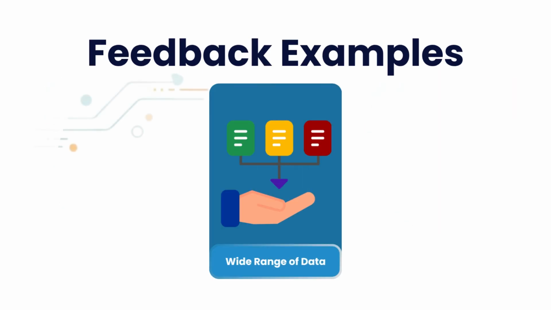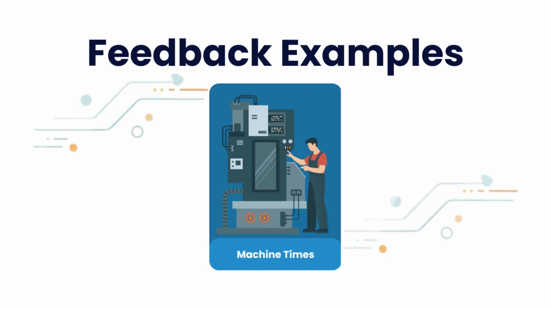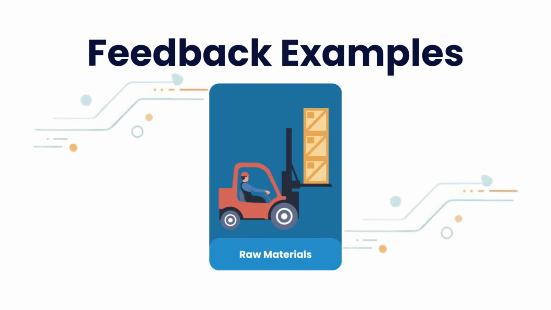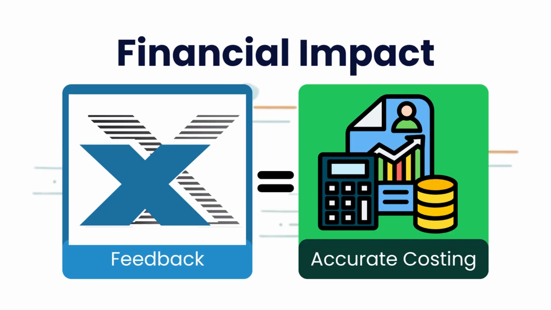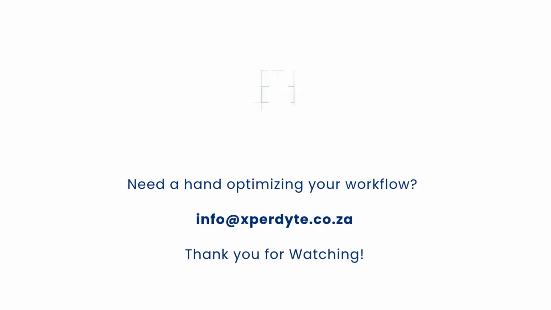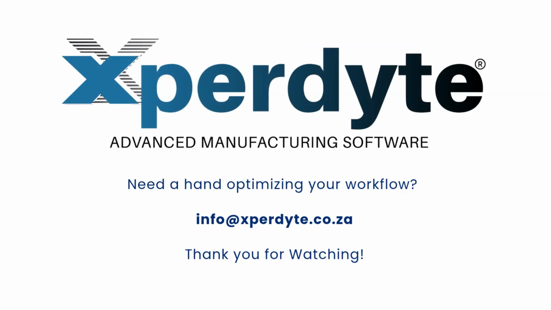You can capture a wide range of data, including machine times, labor times, raw material quantities, and your final production output. The data captured here is not just for reporting, it is the source of truth for your financials. Feedback is what is ultimately posted to your accounting system to ensure accurate costing. Using feedback entries ensures your manufacturing data stays precise and your accounting stays in balance.